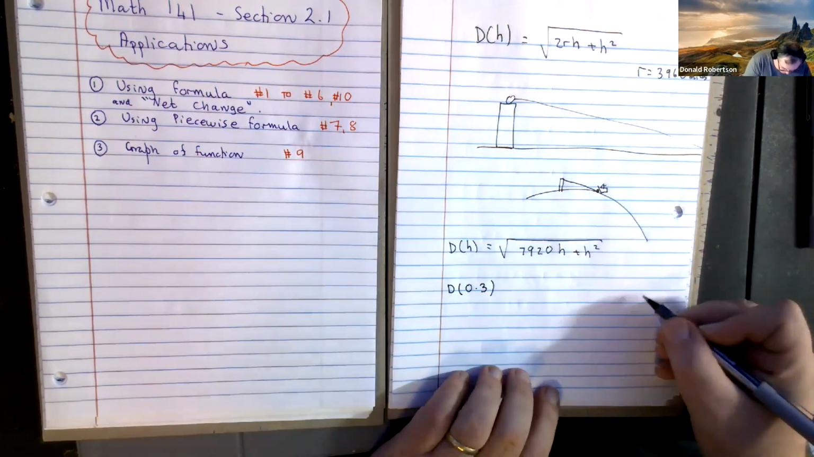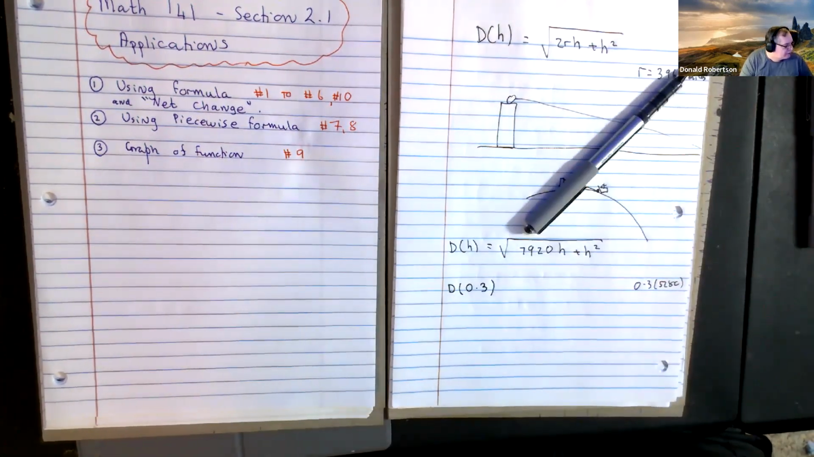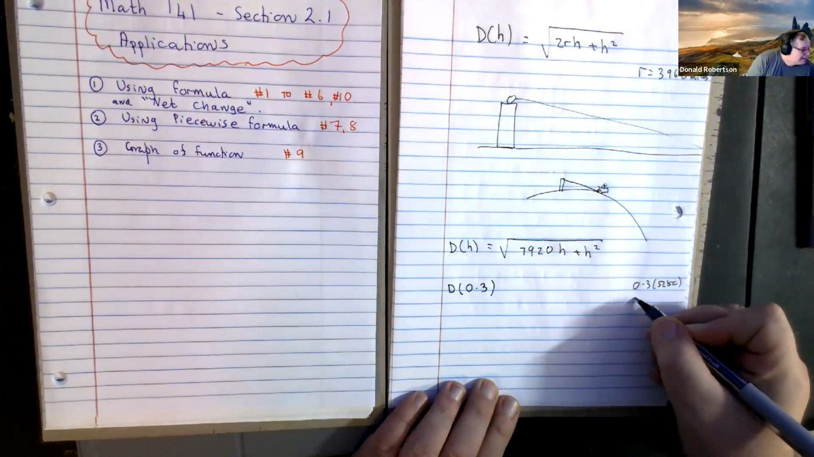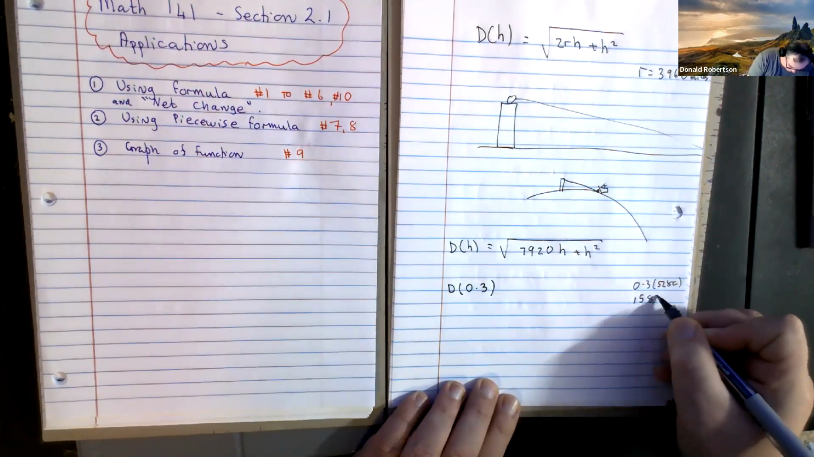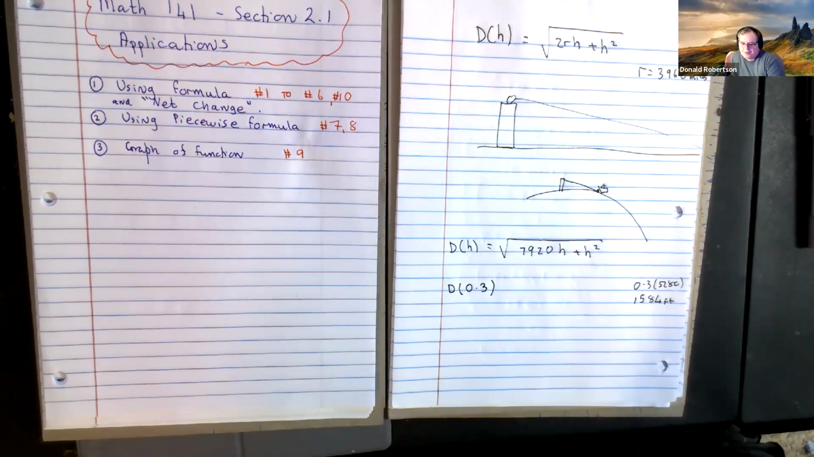So 0.3 of a mile, if you want to know what that looks like in feet, let's do that quick calculation. It's 0.3 times 5,280. Wow. So if you were in a tower that is approximately 1,584 feet tall, that's a pretty tall tower. If you were in the top of that with a pair of binoculars and you were looking at the horizon, how far away would you be able to see?